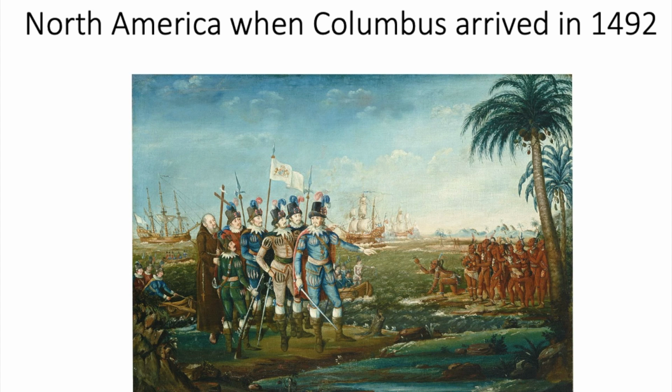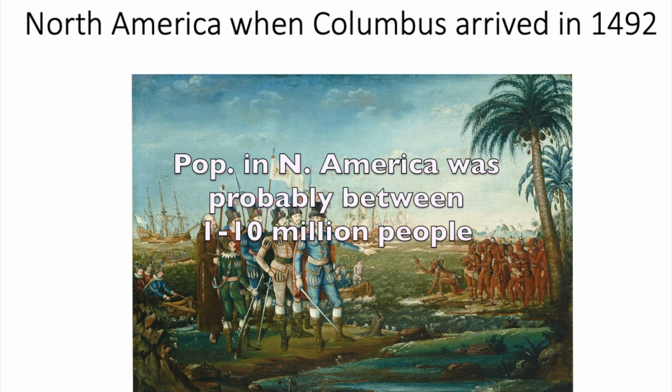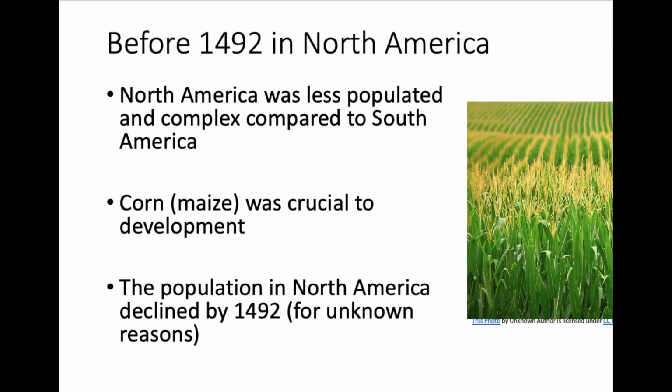The population in the region north of Mexico, present-day United States and Canada, in the 1490s may have been anywhere from under 1 million up to 10 million. There's really no way to tell. Native American societies in this region included fewer people and had less complex social structures than those in Mexico and South America. One reason for this difference was how slowly the cultivation of corn or maize spread northward from Mexico up into present-day United States and Canada.